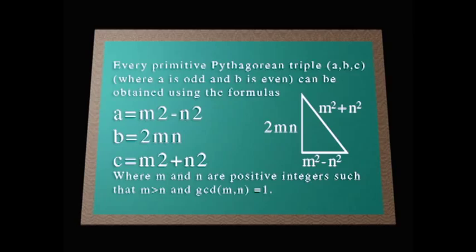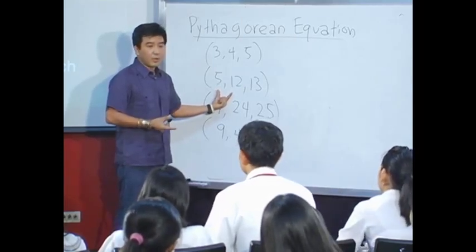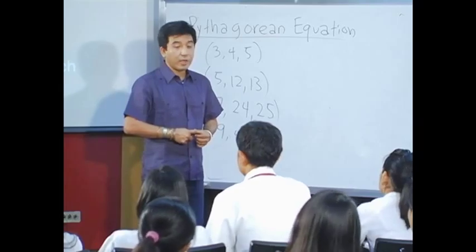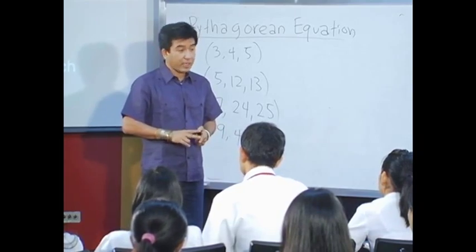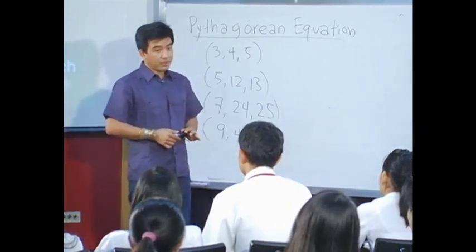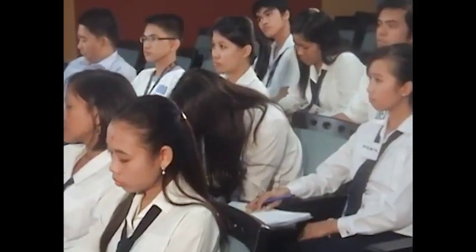You can see that A and B here are always different in parity. It means one is odd, one is even. Of course, they cannot be both even, because we want them to be primitive. If they are primitive, they cannot share a common factor. And it is not difficult to show that they cannot be both odd. In fact, one has to be even, one has to be odd. And this is what we have.